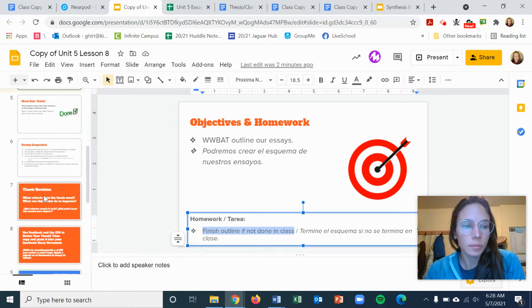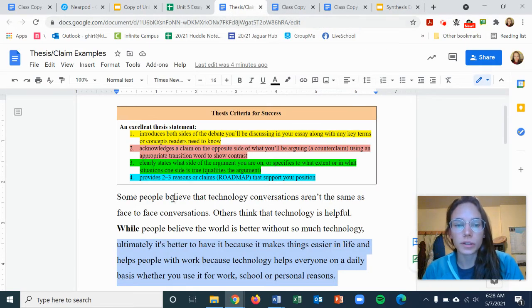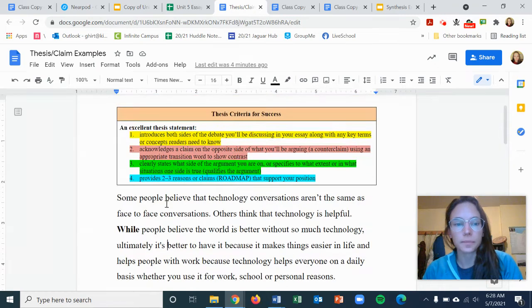Okay, so before we get into that, I just wanted to give you a couple quick notes on thesis statements. As I was giving feedback on thesis statements, I noticed some trends in our thesis statements. So let's look at an example. We're going to look at the student example of a thesis statement.